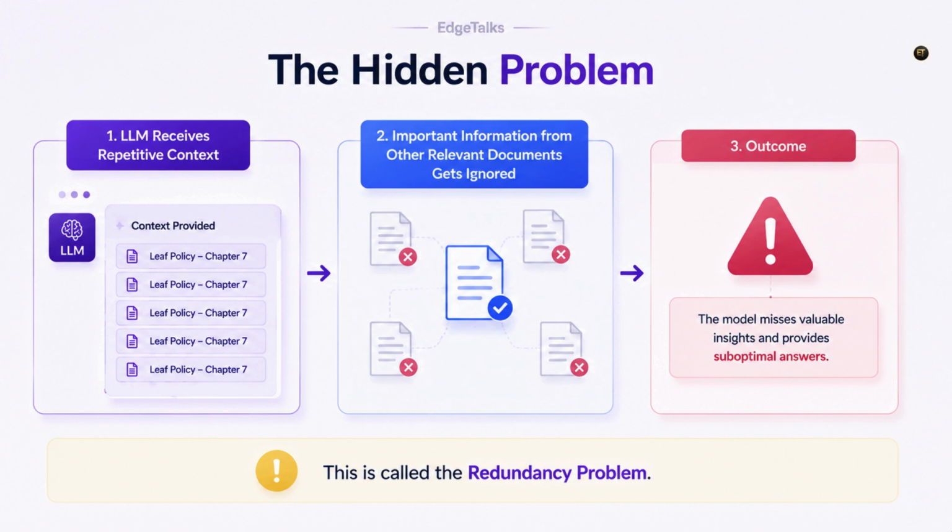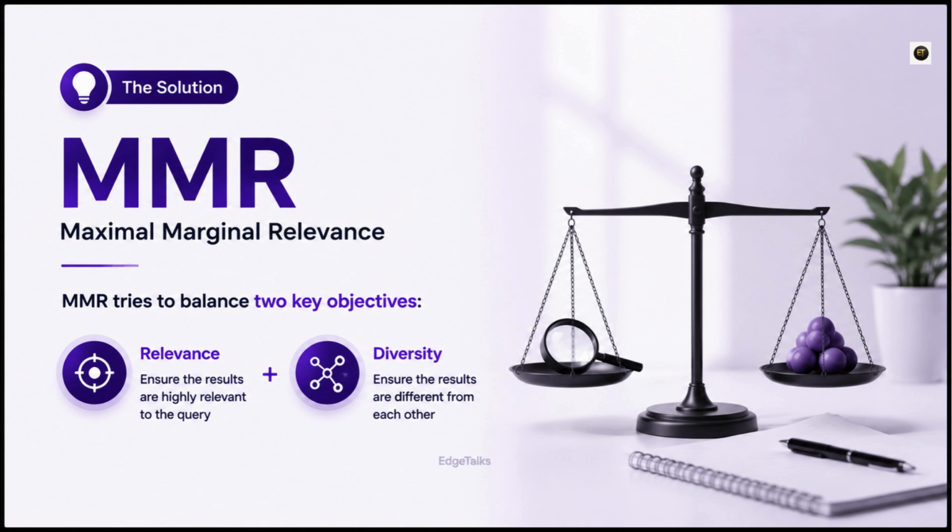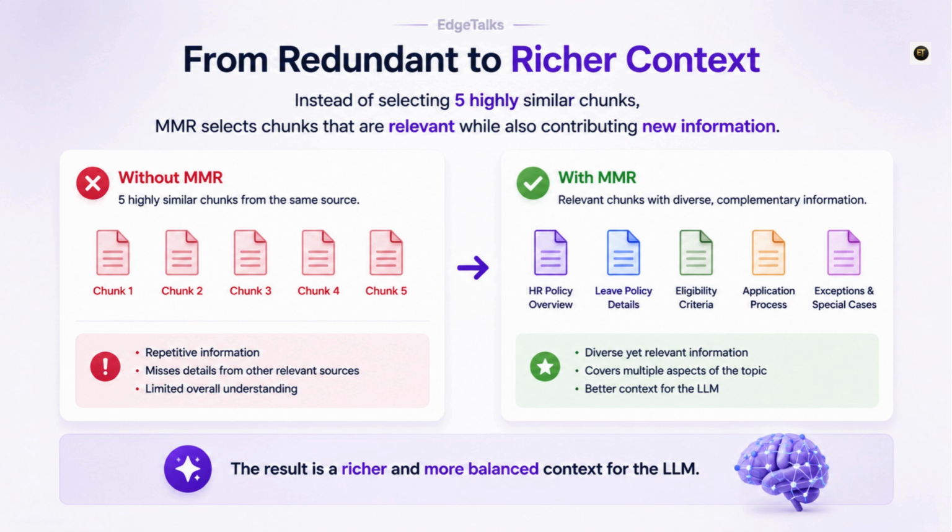The solution is MMR, maximal marginal relevance. MMR tries to balance two objectives, relevance and diversity. Instead of selecting 5 highly similar chunks, MMR selects chunks that are relevant while also contributing new information. The result is richer and more balanced context for the LLM.